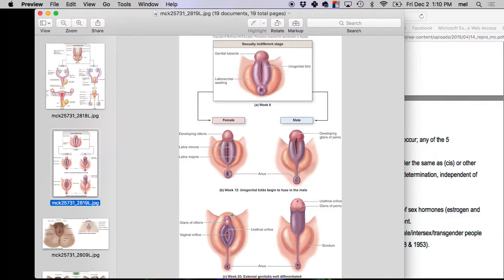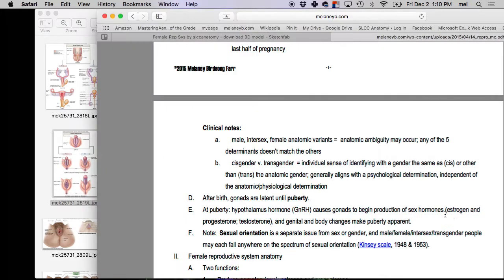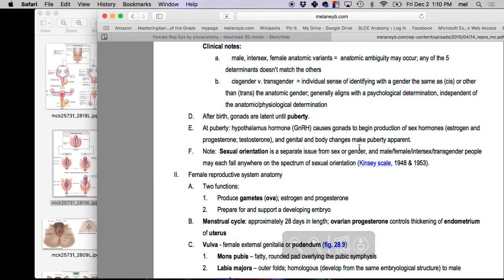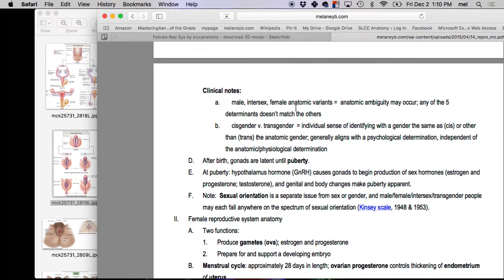Does that make sense? Now, it doesn't always work that way, but of course it's very difficult to raise that child, right? What do you name them? What do you do? How do you answer questions? But it's difficult to raise children anyway, just so you know. There's a million ways you can make a mistake. Okay, so these are all sort of the clinical notes associated with gender determination.